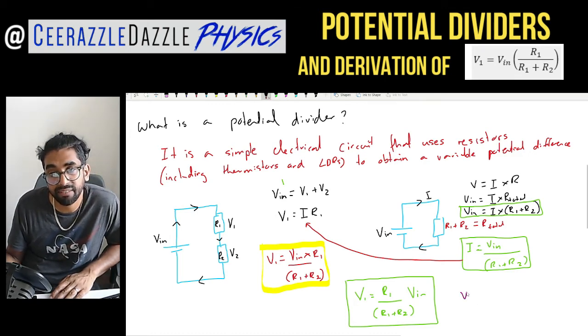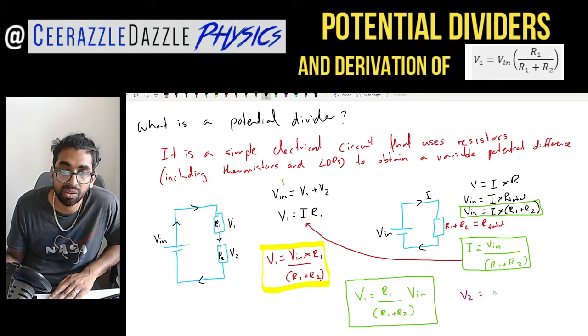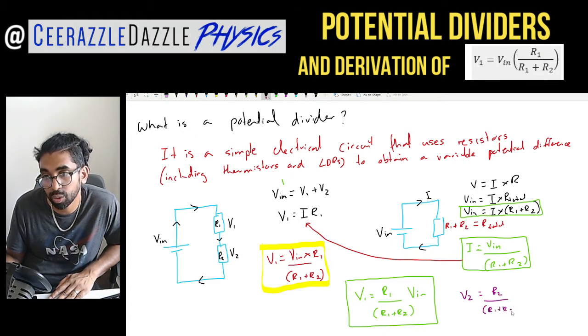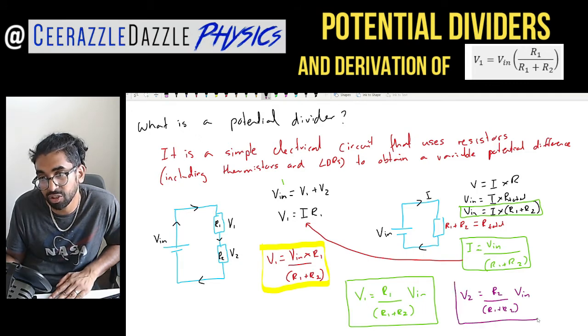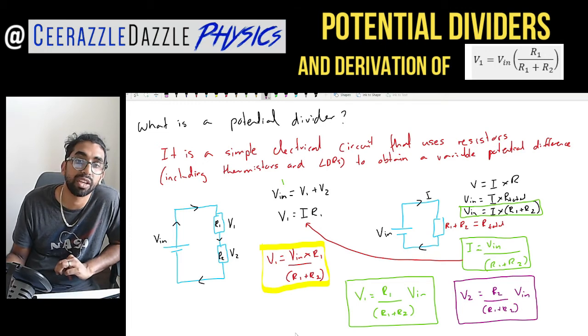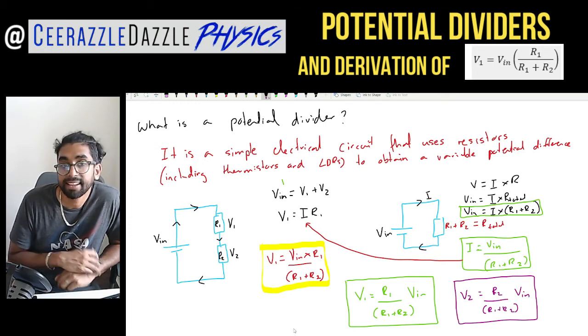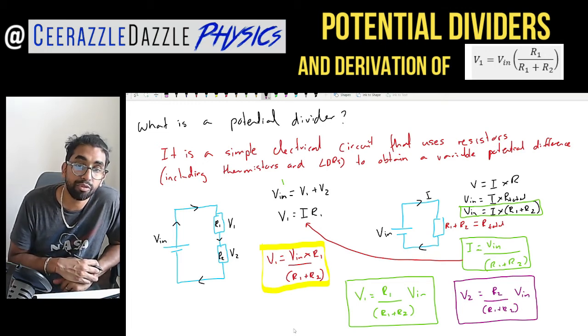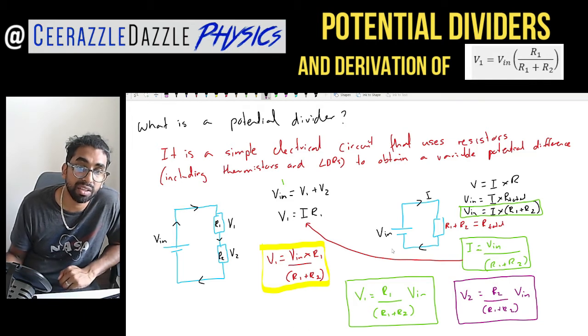You will find out that V2 will be equal to R2 divided by R1 plus R2 times V in over here. So obviously, you can get another permutation of the formula depending upon which resistor you're looking at. Okay, right, so now we've got the formula for the potential divider.